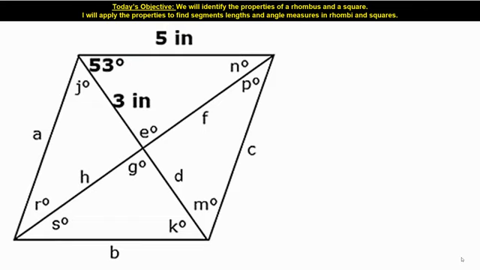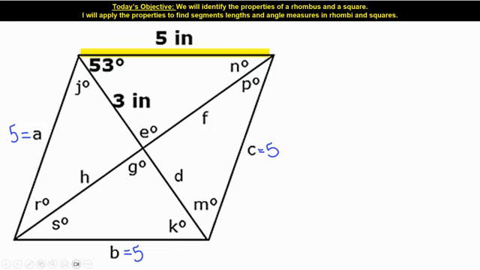Let's see if we can find all the variables in this figure. When I find A, I can see that A is on the left side of this rhombus. And I also see that this rhombus has a side length at the top of 5 inches. So that tells me that A has to be 5 inches. B is also a side length, so B will also be 5 inches. And C is also a side length, so C will be 5 inches.